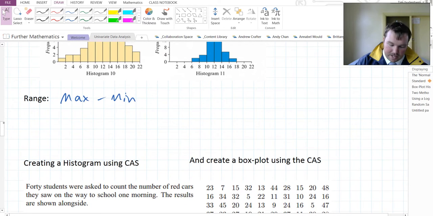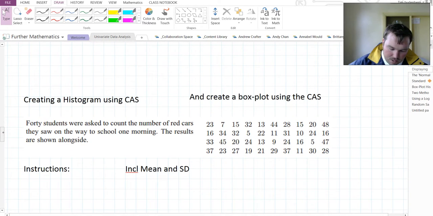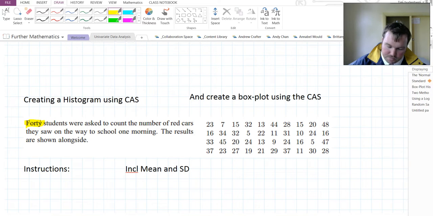And lots of this we do on the calculator, so you need to become very good at using your calculator to generate statistics quickly. For example, say we're given 40 students, and I always highlight 40 because I know that I've got to put 40 data points in at the end. We're asked to count the number of red cars they saw on the way to school one morning. The results are as follows. We want to create a histogram, we want to create a box plot. So please, as you're taking notes, write down the instructions of how I'm doing this, because I will go too quickly, but you'll need to be able to do it independently later on. So feel free to pause, write down the instructions.